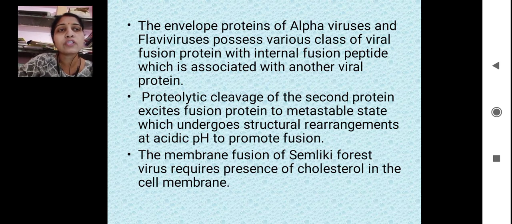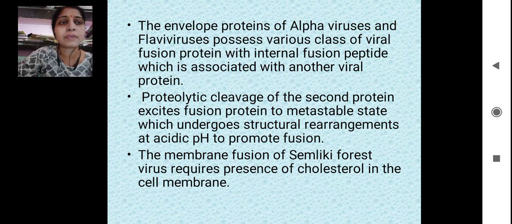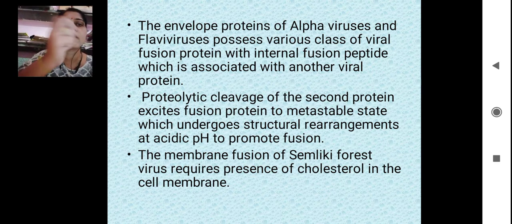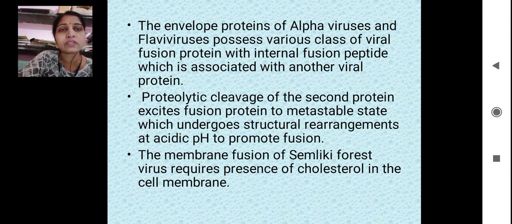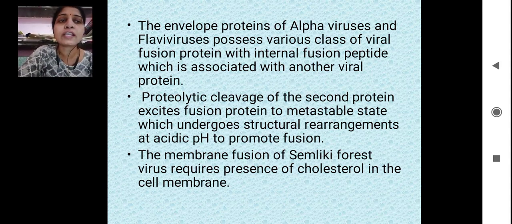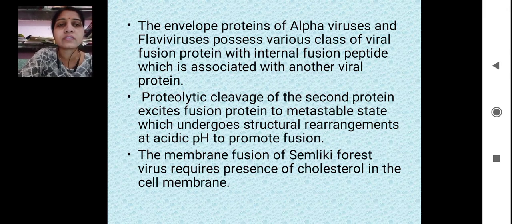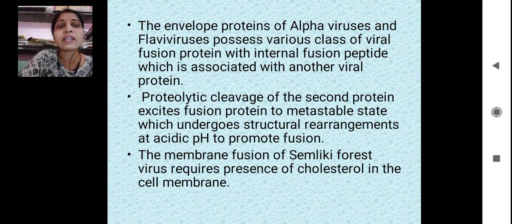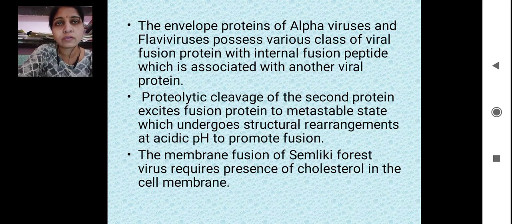Now the envelope proteins of the alphaviruses and the flaviviruses possess a class of viral fusion protein with an internal fusion peptide. Whenever we say membrane fusion, there is the involvement of fusion peptides, which are associated with another viral protein. The proteolytic cleavage of the second protein excites the fusion protein to a metastable state, which undergoes structural rearrangement. The conformational changes are carried out at acidic pH to promote the fusion.